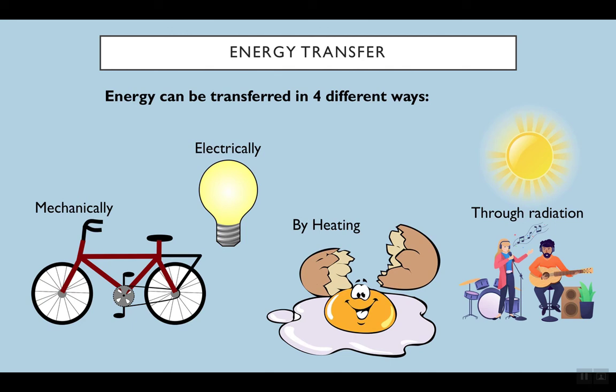And by radiation. This is energy transferred as a wave. For example, light, infrared or sound are all types of radiation. The sun emits light radiation and infrared radiation. A singer radiates sound to our ears.